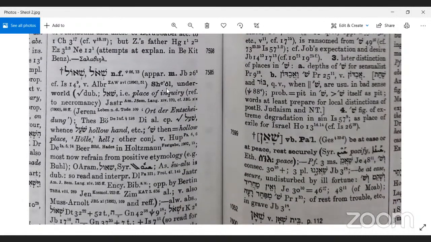Okay, we see the English Sheol, underworld, place of inquiry, place of inquiry, reference to what? Necromancy. Let's look it up for those people who don't know what it means. Okay, so let me close this out. Hold on. Necromancy.